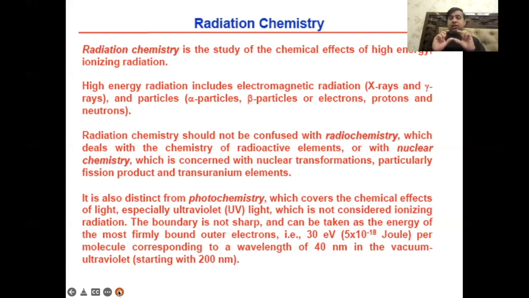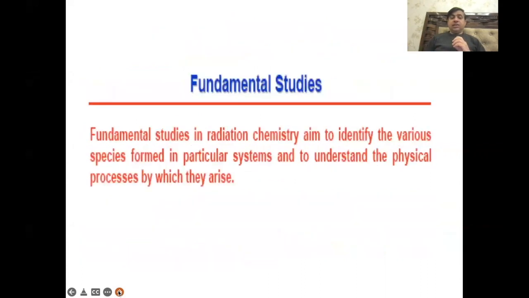So our learned audience must understand the difference between these four subdisciplines of chemistry. Radiation chemistry deals with the chemical effect of radiation. Radiochemistry deals with the chemistry of radioactive elements. Nuclear chemistry only deals with the transformation, and photochemistry deals with the chemical effect. So now we are moving toward the next slide.